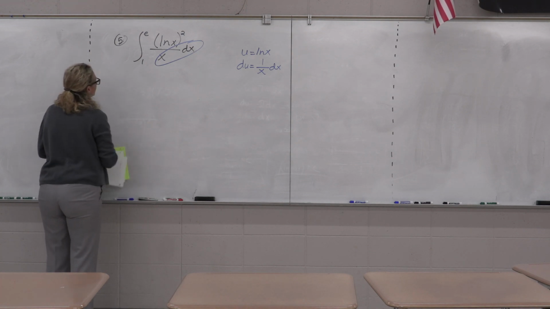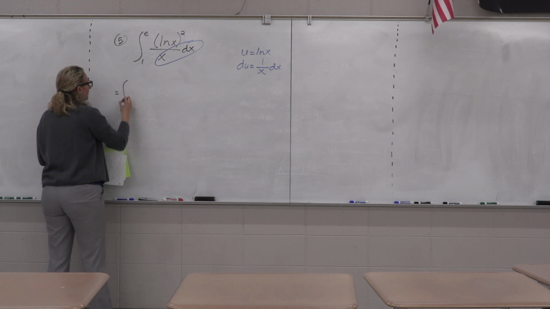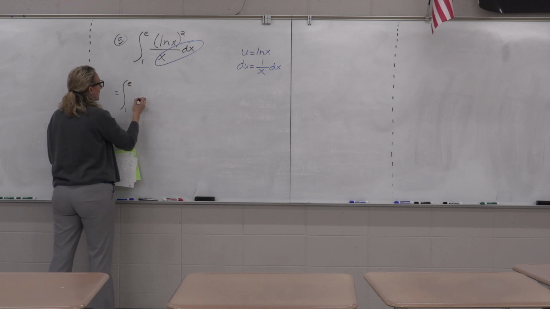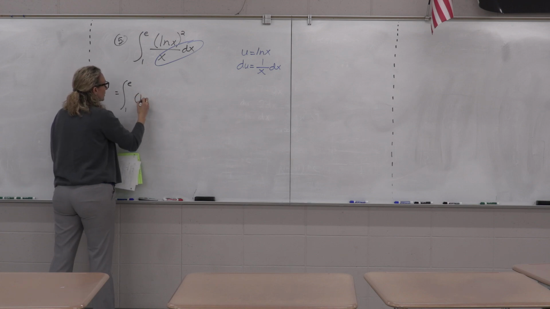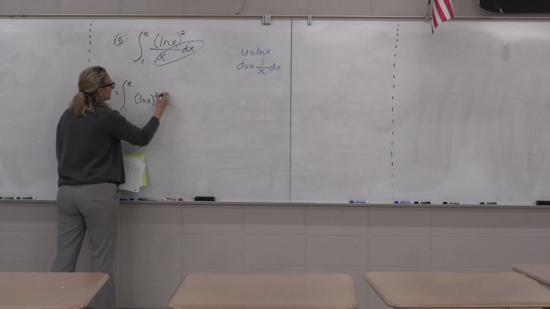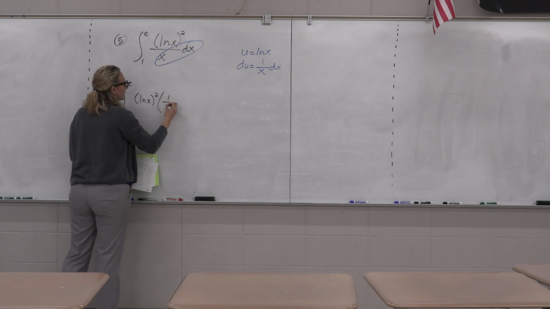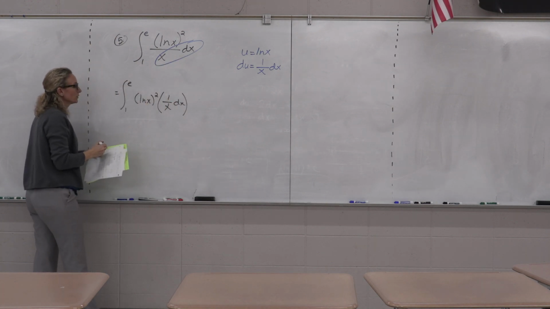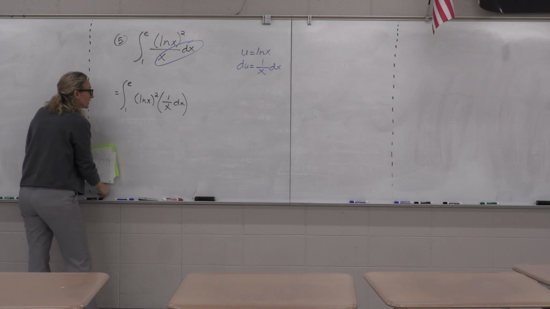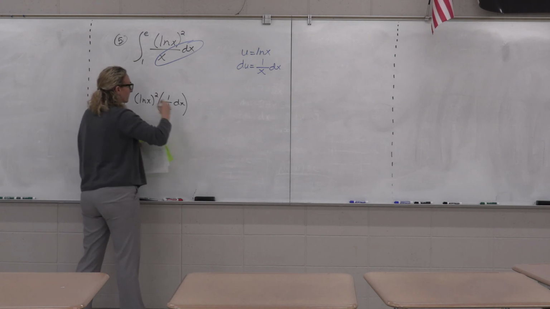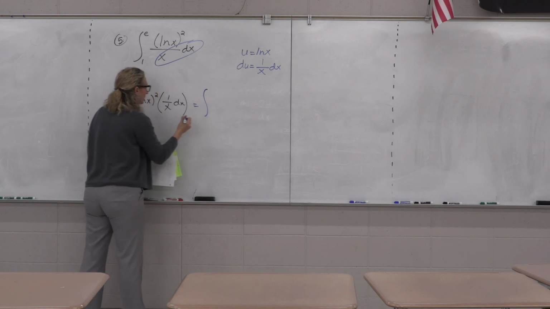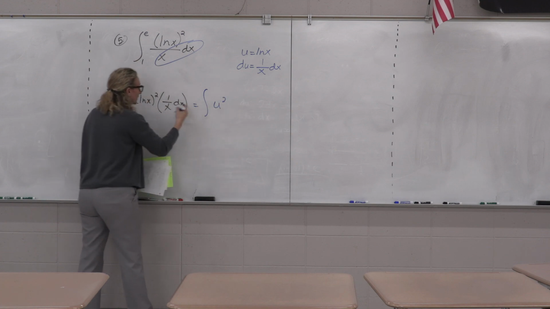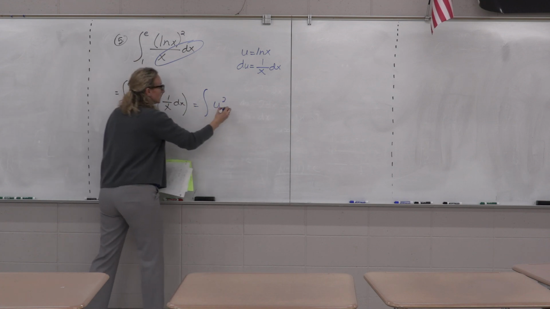Let me rewrite it. I'm just doing a rewrite of the original. The integral from 1 to e is the same as the natural log of x, the quantity squared, times 1 over x dx. So I just grouped what was in the blue circle. Now I'm going to do the change in variable. So this equals the integral of, we let that be u squared, and all of this is du.